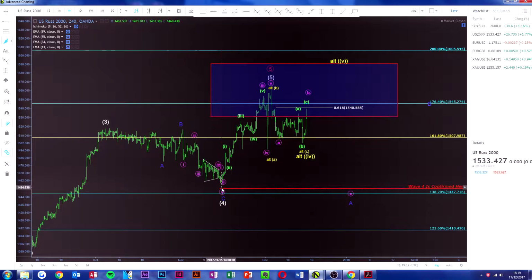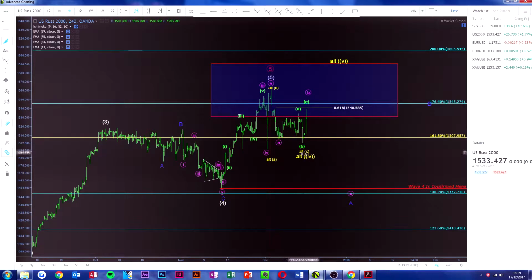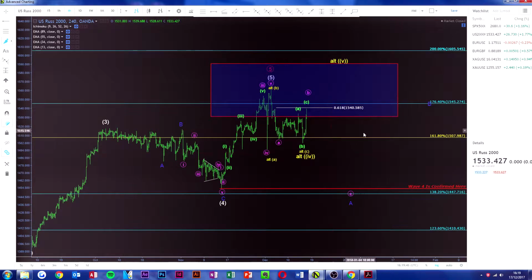I just want to note that this is also possible, this count here, 1, 2, 3, and then A, B, C like this. And this could obviously turn into a triangle with a D and an E. So this is that yellow count there. So A, B, C. And then we'd see another rally. Possibly now, or possibly if it's made a D wave after completing A wave, of course. So those are my preferred views.